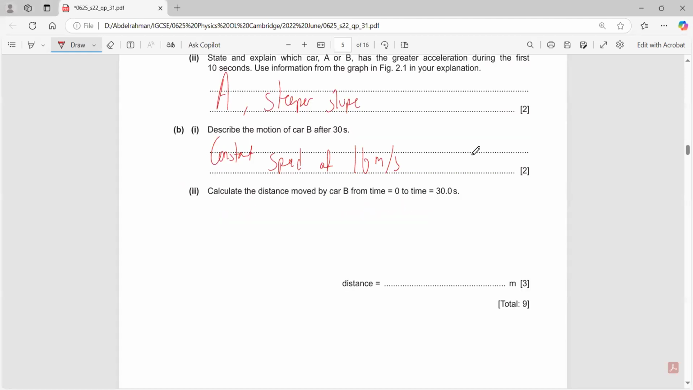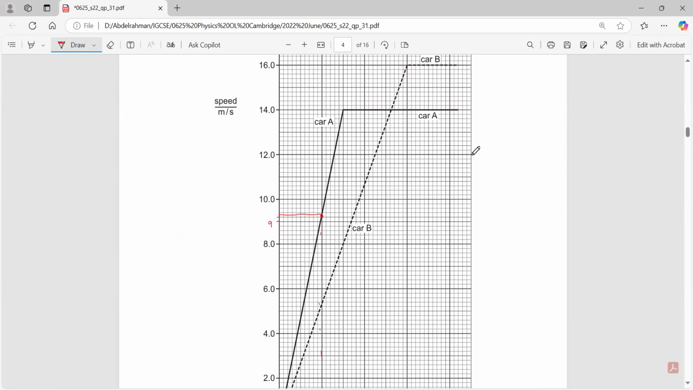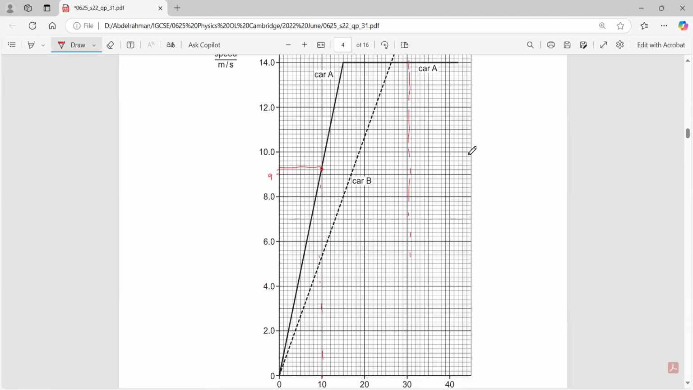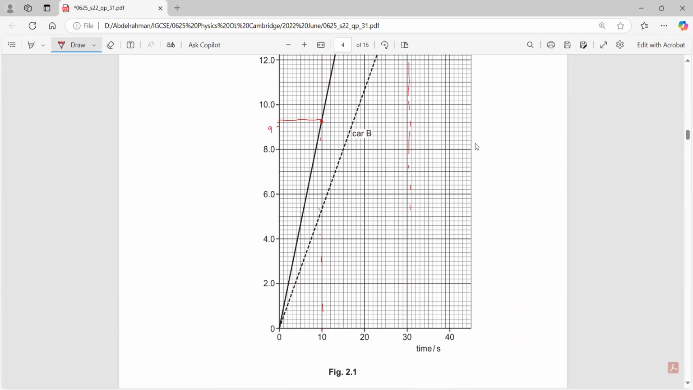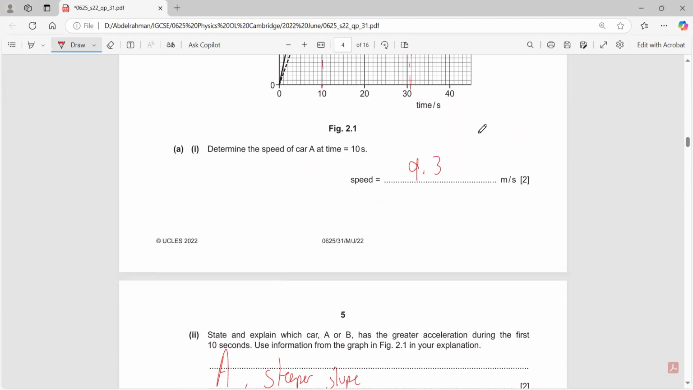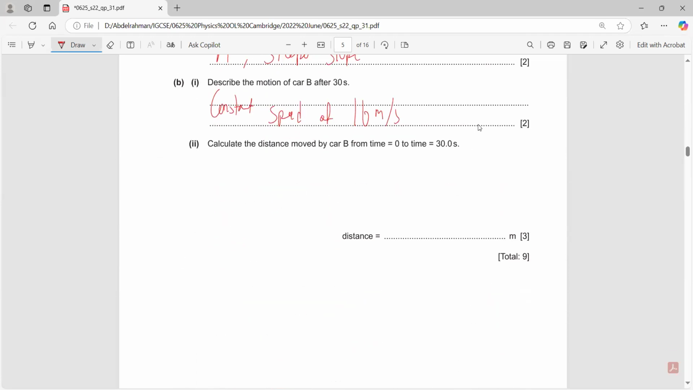Can I find the distance moved by car B from 0 to 30? Yes. Distance is area under the graph all the way up to 30, which is half times base times height. You need to write it down: area under the graph, which is half times 30 times 16. So 8 times 16 is 240 meters.